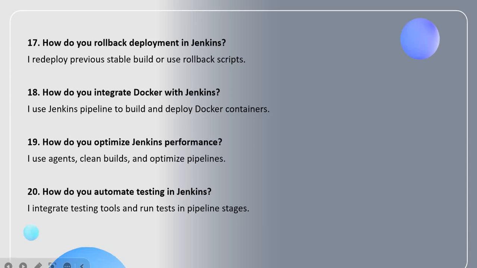20. How do you automate testing in Jenkins? Answer. I integrate testing tools and run tests in pipeline stages. Tests run automatically after build to ensure quality.